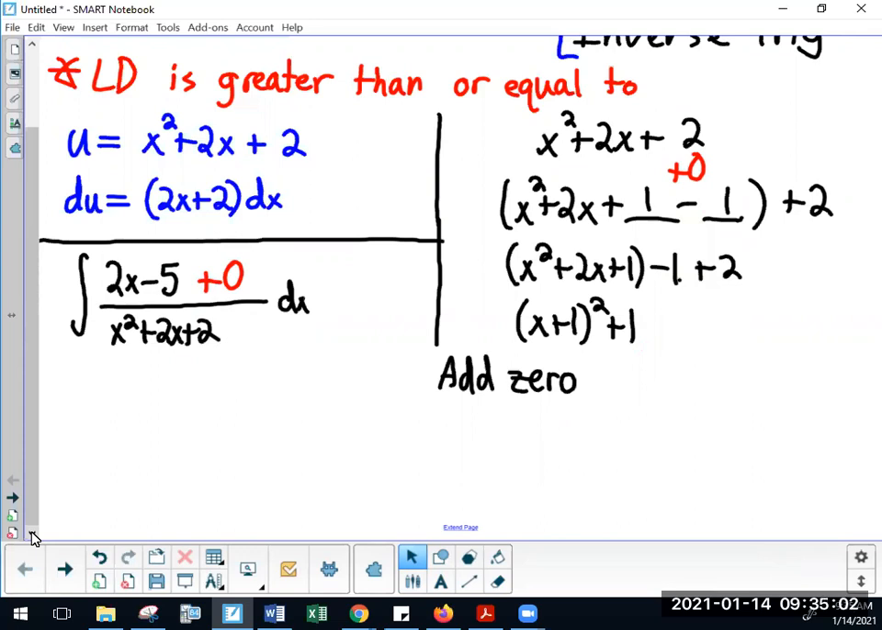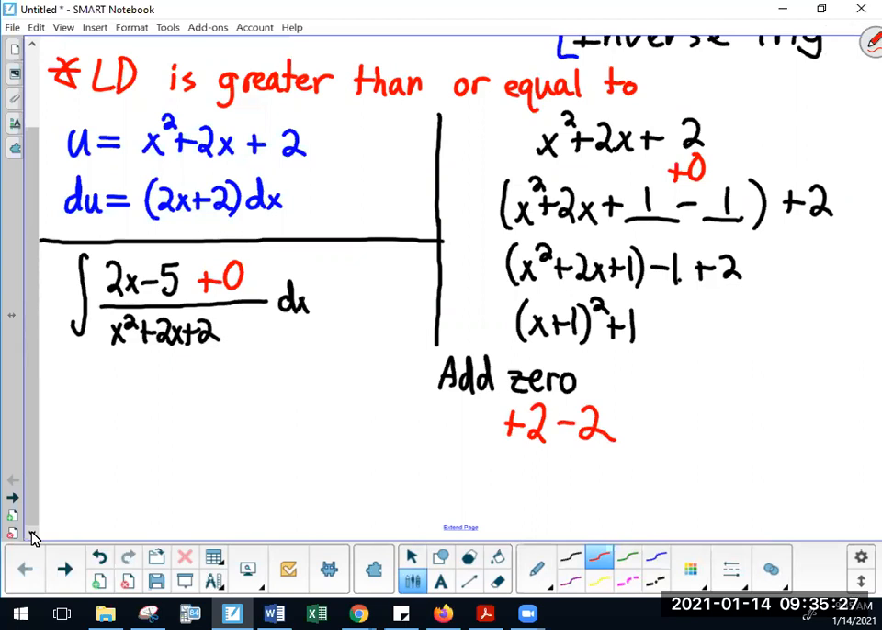The problem is there's infinitely many ways to add 0. Like I could add a half and subtract a half. I could subtract 5 and add 5. The question is which one works? So which adding 0 out of all of the infinite ones am I going to choose? And the one I'm going to choose is this one. I'm going to add 2 and subtract 2.